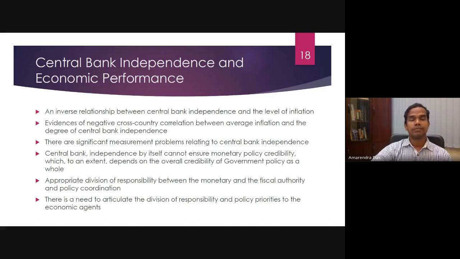There are, of course, significant measurement problems relating to central bank independence, and central bank independence by itself cannot ensure monetary policy's credibility, which to an extent depends on the overall credibility of government policy as a whole. An appropriate division of responsibility between the monetary authority and the fiscal authority, and policy coordination, is important. And there is a need to articulate the division of responsibility and policy priorities to the economic agents.